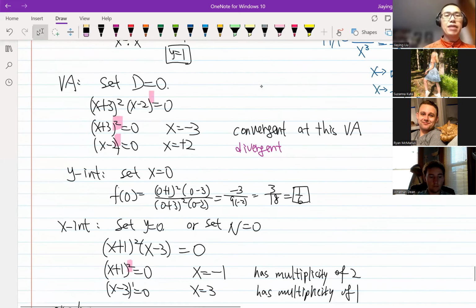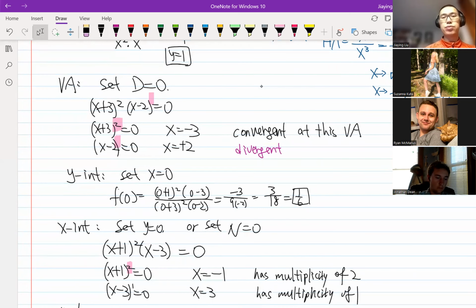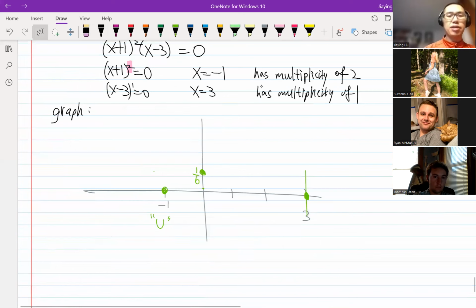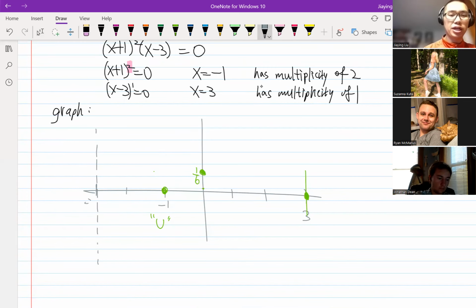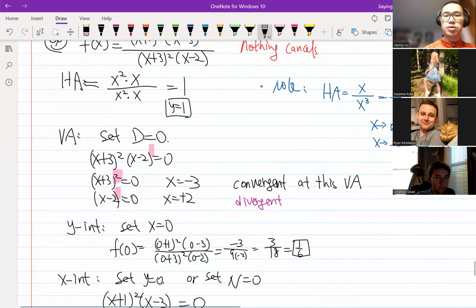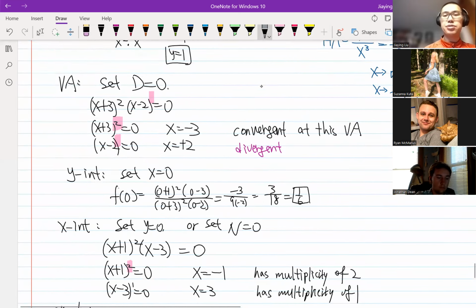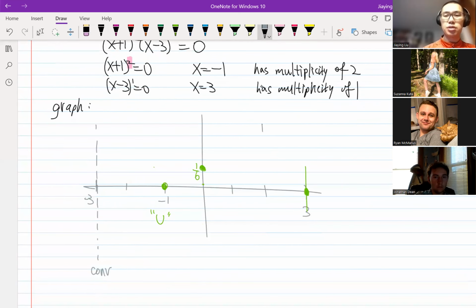So the next thing I have is vertical asymptotes. I have two. At -3 is convergent, +2 is divergent. So let me write down -3, -2, -3. There's one vertical asymptote at -3 that's going to be convergent. And what's the other one? What did I see? +2 is going to be divergent. So +2 is here. The graph is going to be divergent.